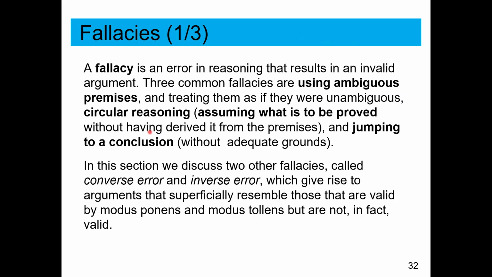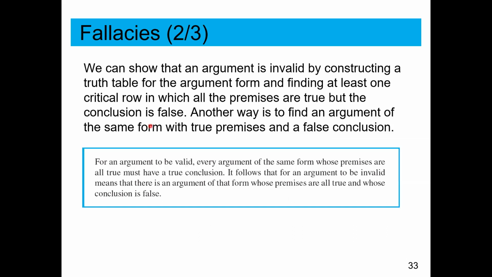A fallacy is essentially a logical error. It gives us an invalid argument. It means that we assumed something, circular logic, we jump to a conclusion. There's a lot of really bad fallacies out there. You can Google and go down a whole hole. We're going to talk about a couple of them in here, specifically the converse error and the inverse error. And they're ones that people mess up a lot.